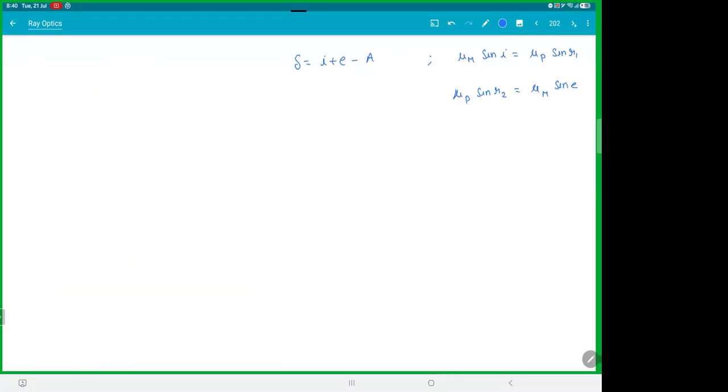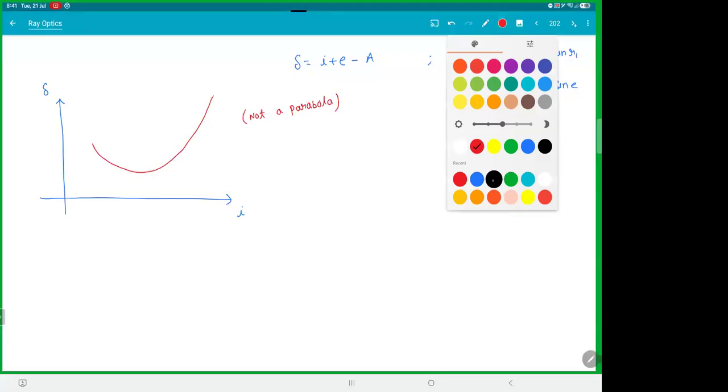Now if you take a graph and try to plot this, now this is experimental. When you actually do a graph for this, deviation versus angle of incidence, you get something of this sort. This is not a parabola. It might give a feeling like this, but be careful, this is not a parabola.